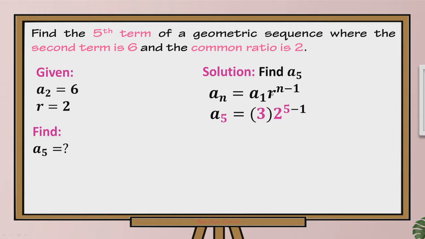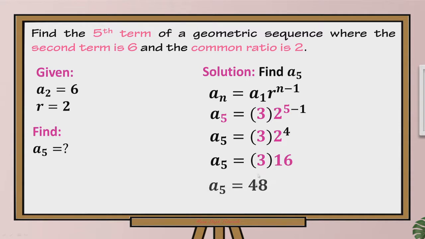Then our common ratio, which is r, is 2, and our n is 5, and then minus 1. So 5 minus 1, we have 4. And we know that 2 raised to 4 is 16, and 16 times 3 is 48.